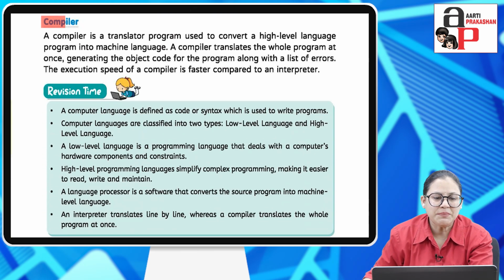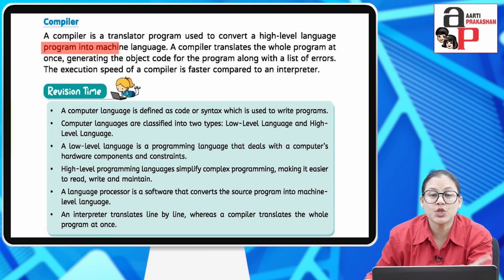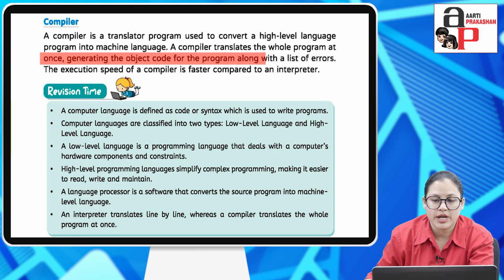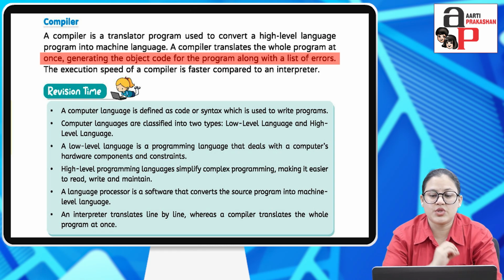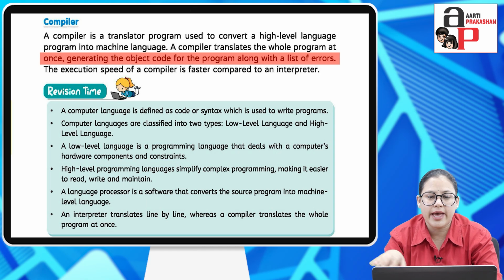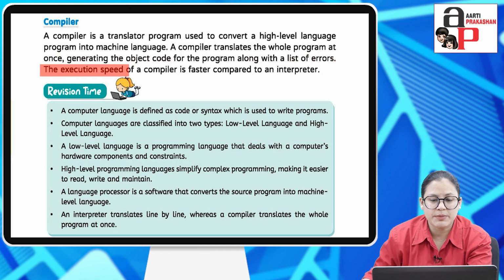Okay. Next is compiler. A compiler is a translator program used to convert a high-level language program into machine language. The basic function of a compiler is to convert a high-level language program into machine language. A compiler translates the whole program at once, generating the object code for the program along with a list of errors. So the main advantage of a compiler is that it translates the whole program at once, and it generates the object code for the program along with a list of errors. The execution speed of a compiler is faster compared to an interpreter.